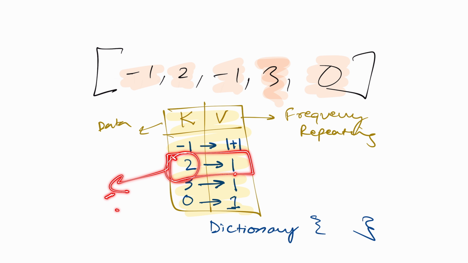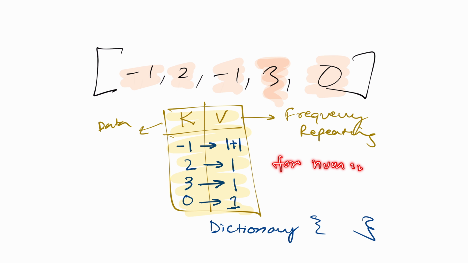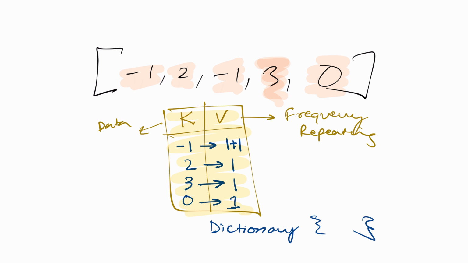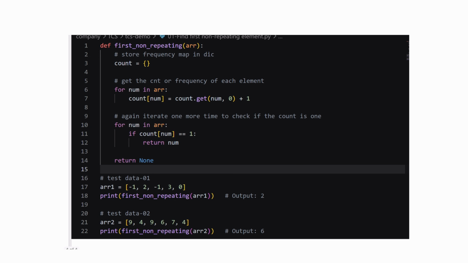So return that. That means you have to break the for loop, right? So you have to repeat the for loop: for number in array. Okay. Now if the count of that number equals 1, yes, this is what the count is. Count is my dictionary. If the count value for this number is 1, yes, return number, right? And exit from the loop. So let's jump on the coding part.